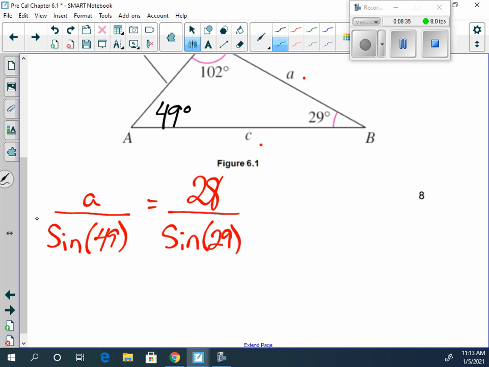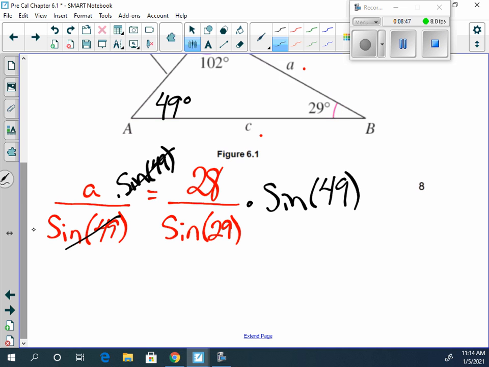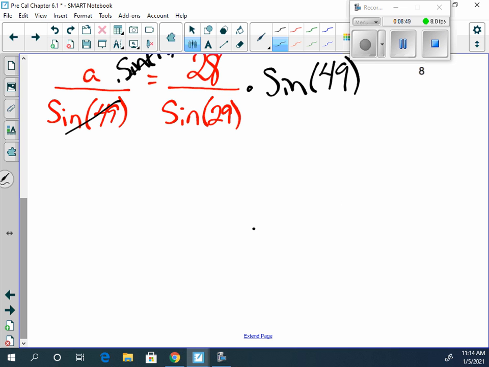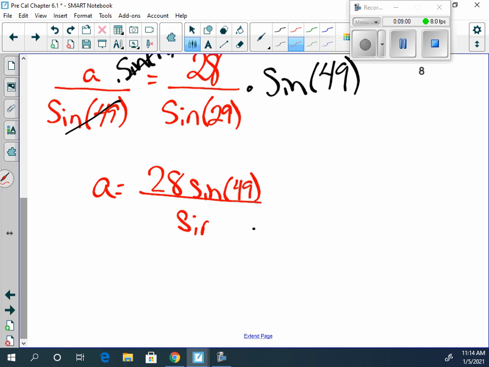Now we just need to get A by itself. So I can multiply both sides by sine of 49. So I would have A by itself. And A is going to equal 28 sine of 49 over sine of 29. And at this point, we just plug it into the calculator. You need to make sure the calculator is in what?